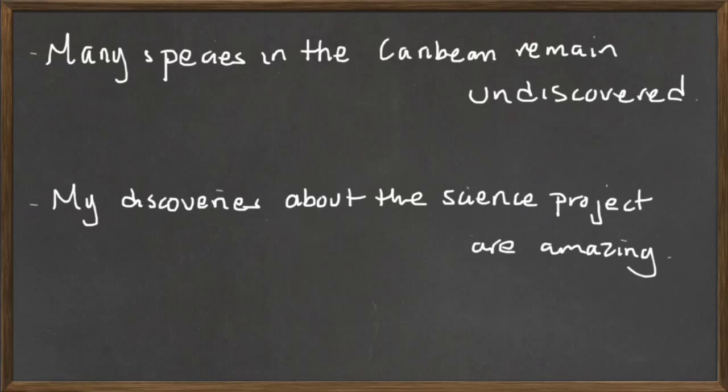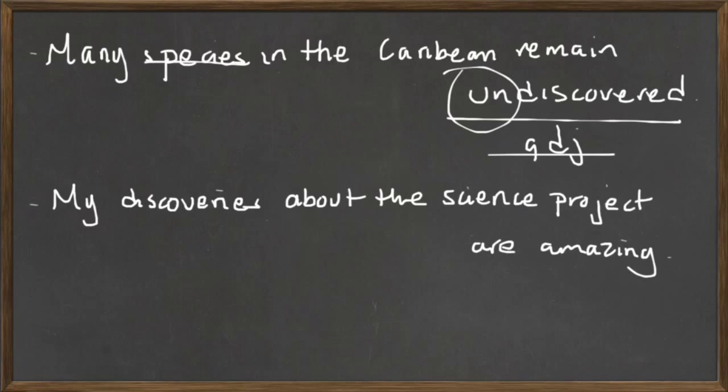Number one, many species in the Caribbean remain undiscovered. This means that, well, let's make sure that we understand it's an adjective, a description. This means that there are many species, many types of animals that the human has not found yet. So we call them undiscovered. We just put that prefix there. The second one, my discoveries about the science project are amazing. So discoveries in this case is a noun, and it means what I found.